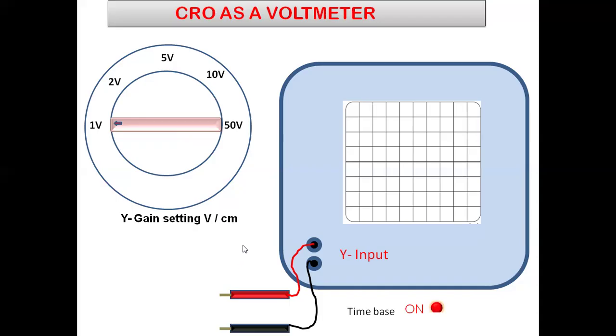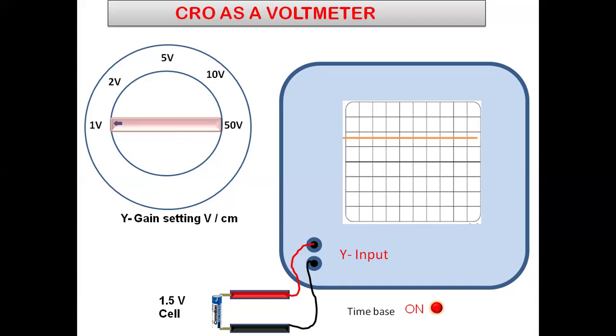The time base is right now on. So when the time base is on, the horizontal line appears on the screen. If we connect an input, that is a battery of 1.5 volt cell, the bright horizontal line is shifted upwards.